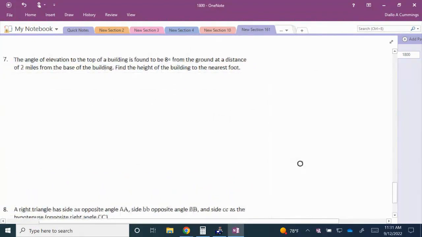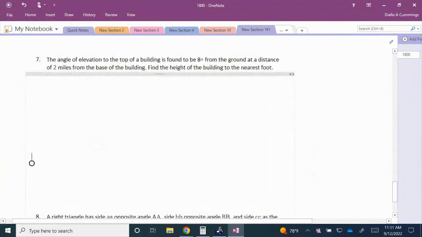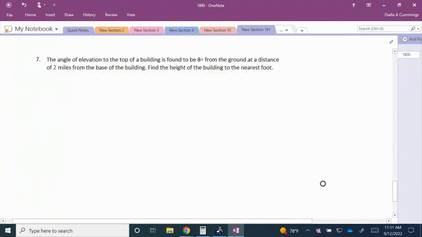All right, so now we're given an angle of elevation problem. It says the angle of elevation of the top of a building is found to be 8 degrees from the ground at a distance of 2 miles from the base of a building. Find the height of the building to the nearest foot. On these type problems, you want to be careful because notice that it wants the final answer in feet, but it gives us miles. So there's going to be some conversion at the end of this problem.